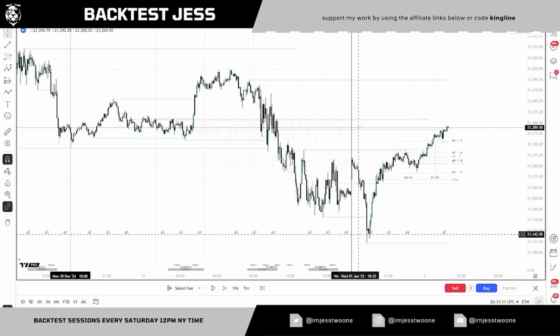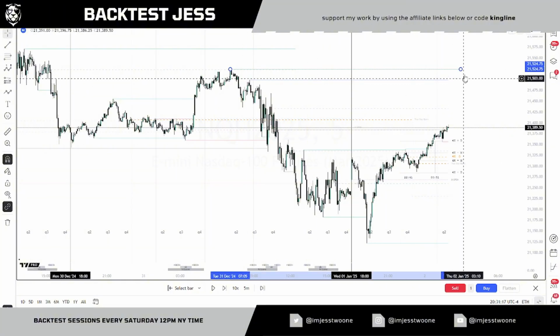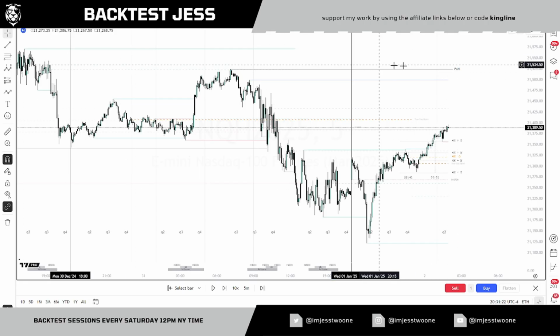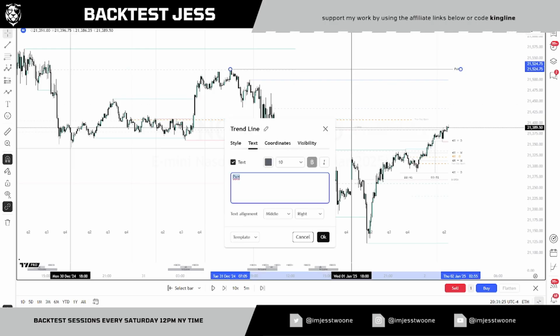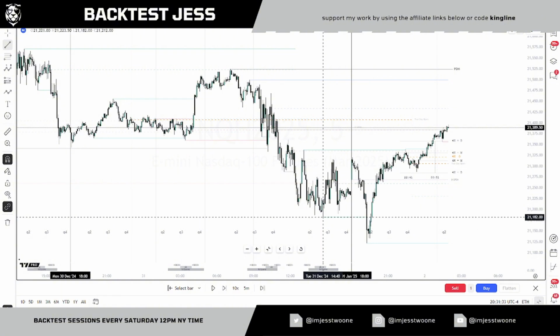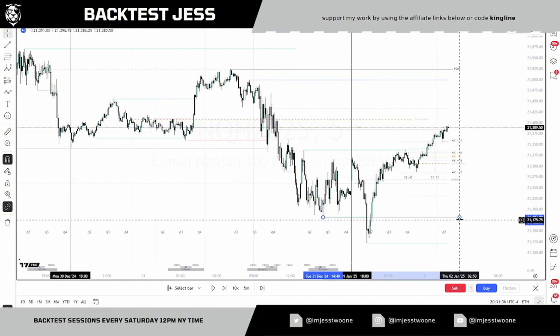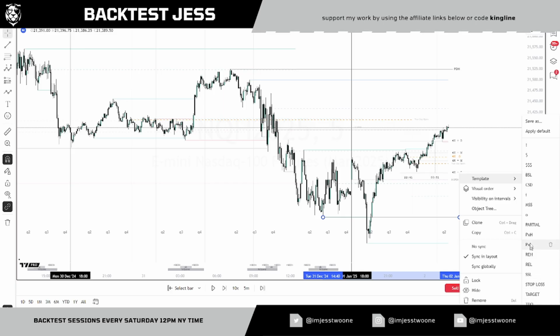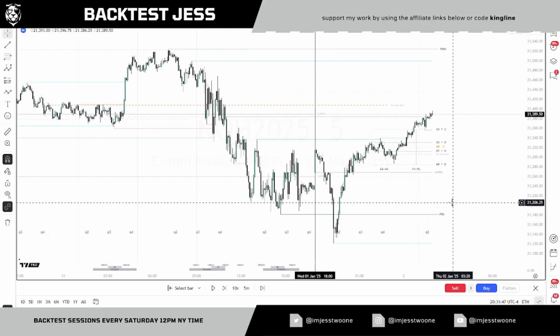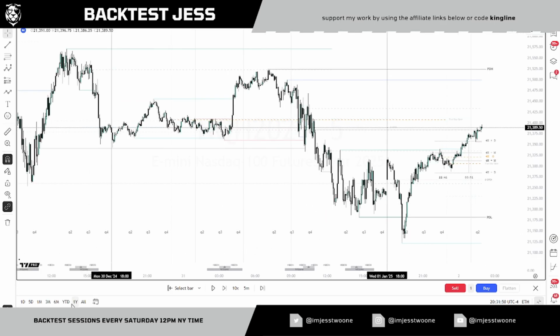So our previous day high is here to here. Previous day high. Previous day low. Alright, and what I'm gonna do is I'm going to actually move the replay back to here.